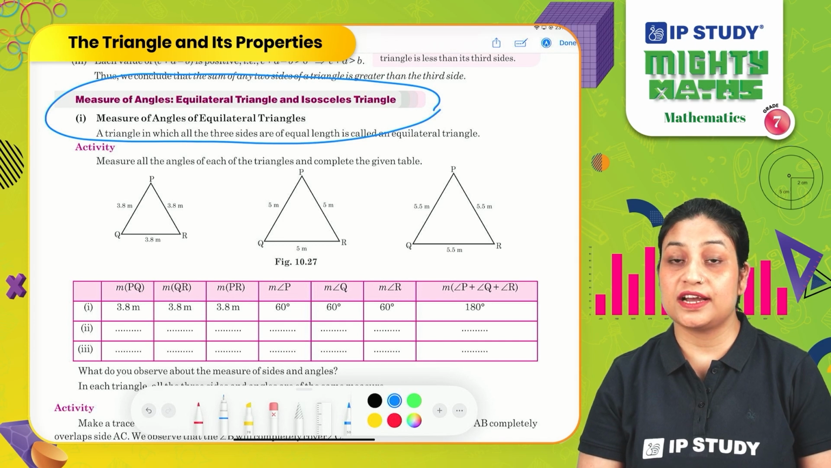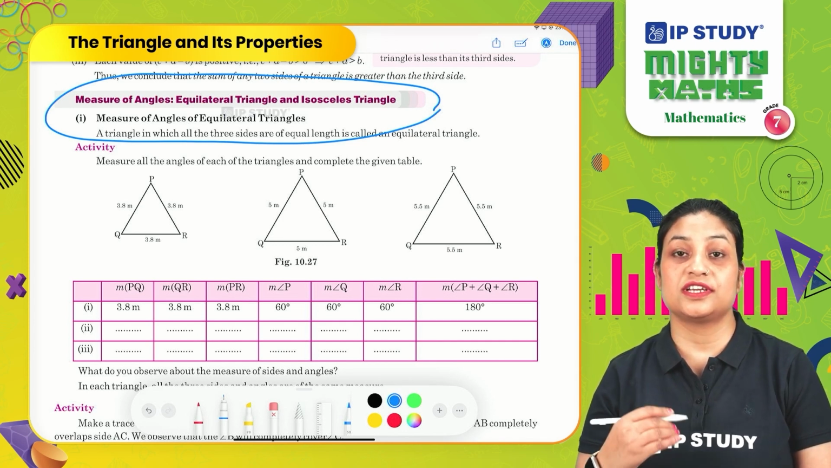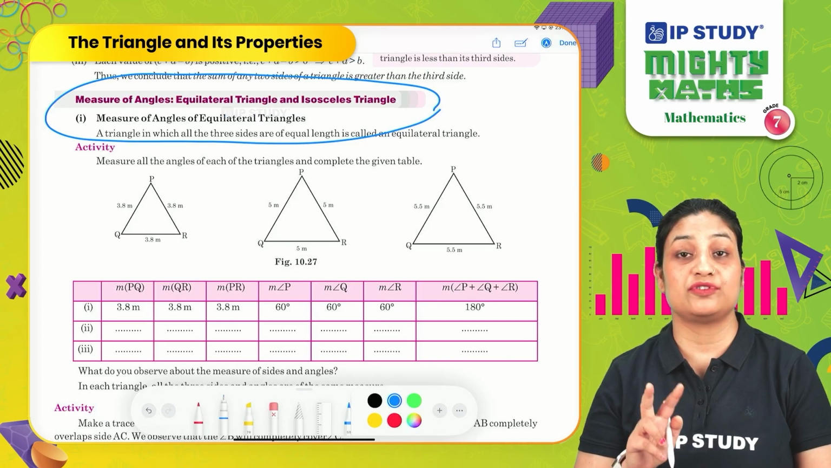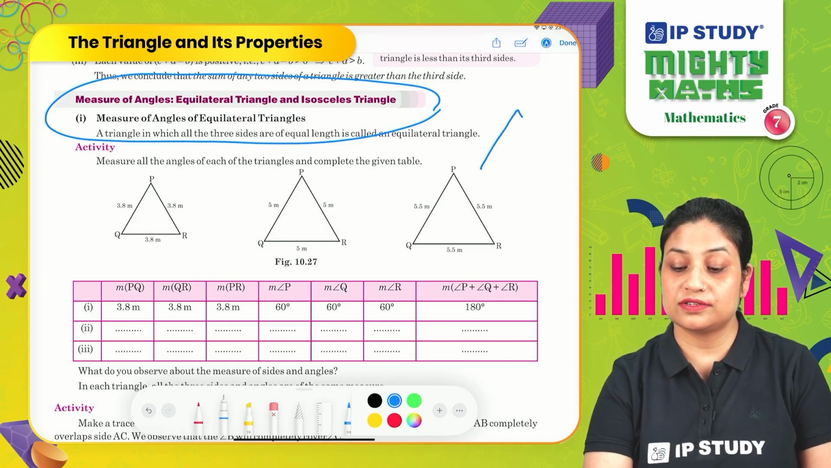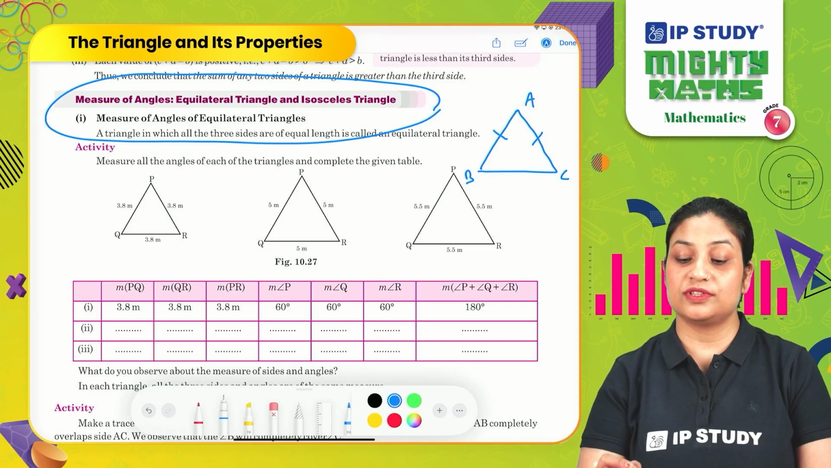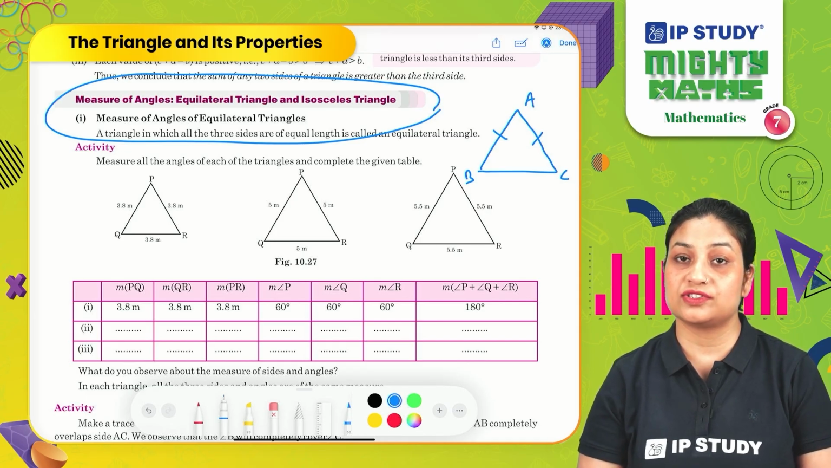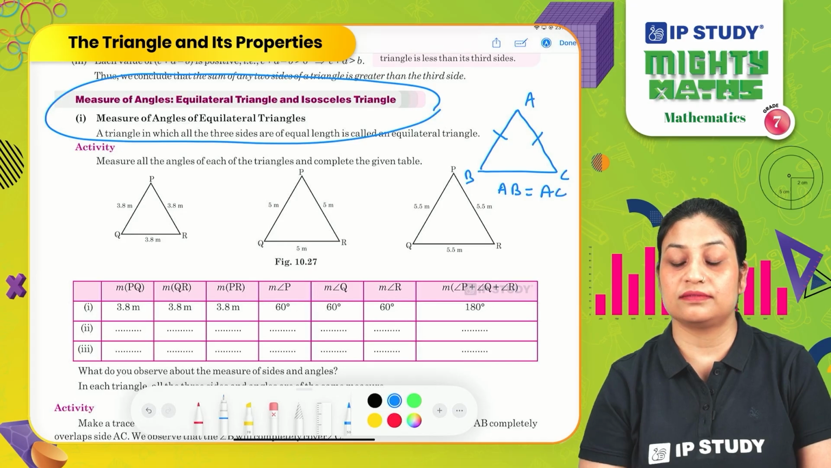So let me take an isosceles triangle first. So what is an isosceles triangle? An isosceles triangle is a triangle in which we have two equal sides. So let me draw it for you over here. So suppose I have this triangle ABC, and these two sides are equal to one another. So this triangle is called an isosceles triangle where AB is equal to AC, right?